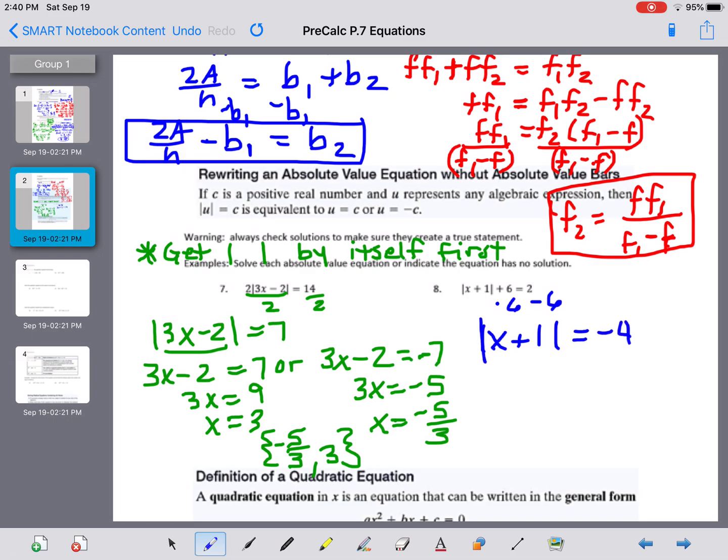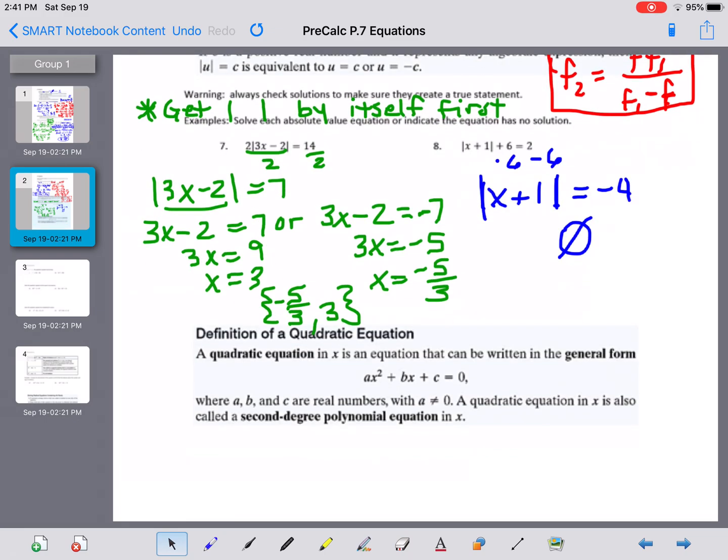Is this a true statement where an absolute value is equal to negative 4? No. We can never do it. There's no need to solve this. You can do the algebra, but your answer will always be false anyway. So I'm not even going to bother. This is going to be the empty set because we cannot find any value that its absolute value will be negative 4. Okay?